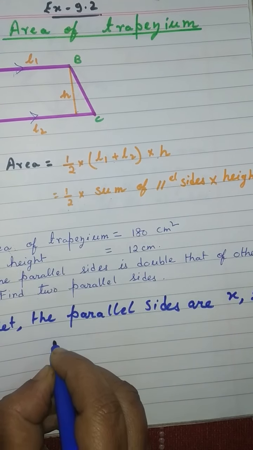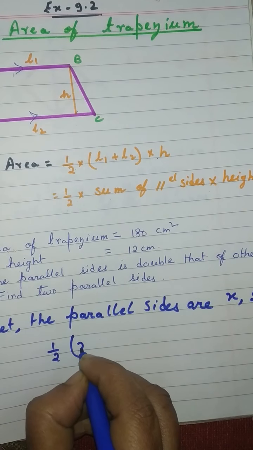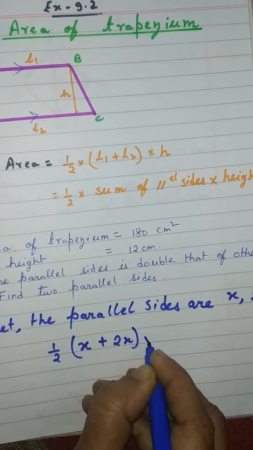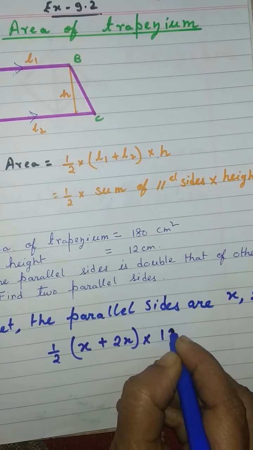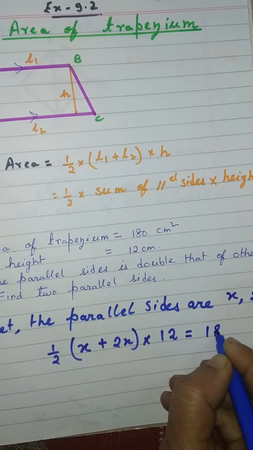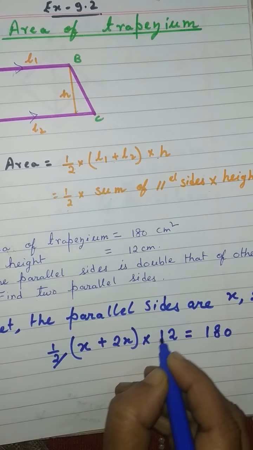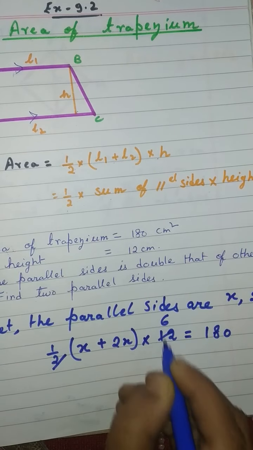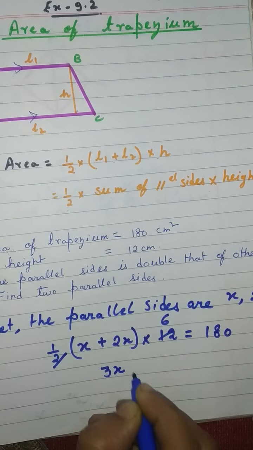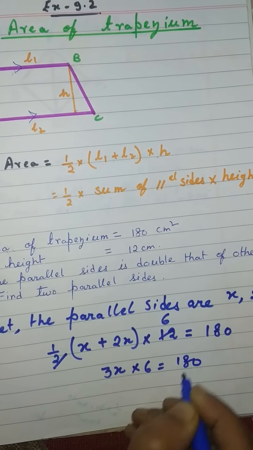Now by using the formula we can say that half into the sum of the parallel sides, first side is x, second one is 2x, into height. Height is equal to 12, given. That is equal to area. Area is equal to 180 centimeter square. Now we cancel 2 and 12, so we will have 6. x plus 2x is equal to 3x, into 6 is equal to 180.